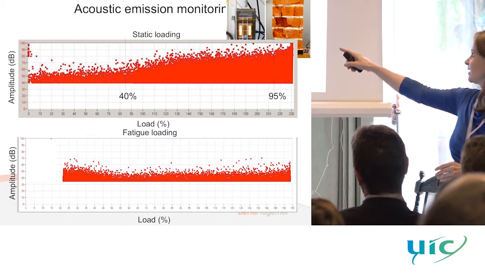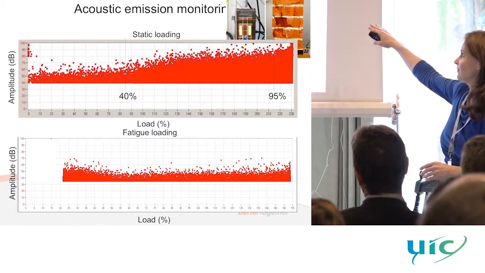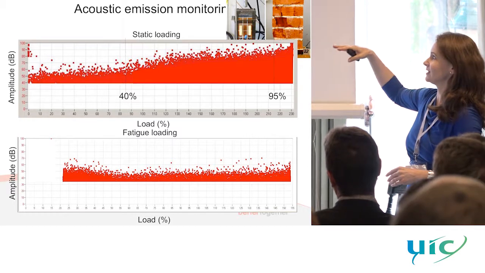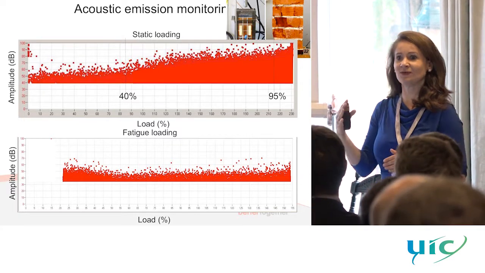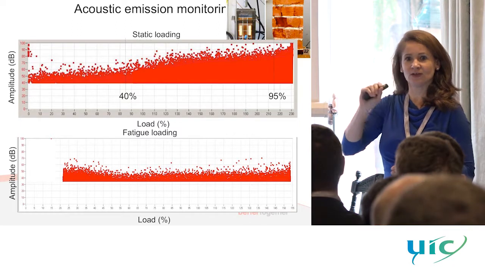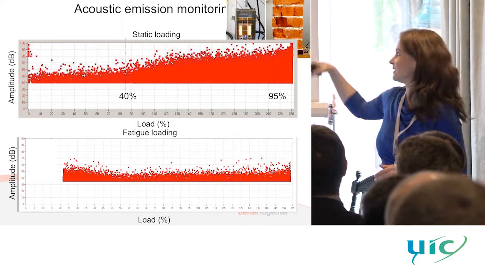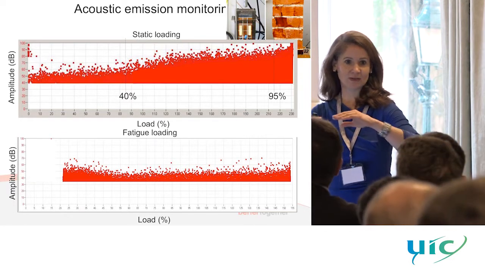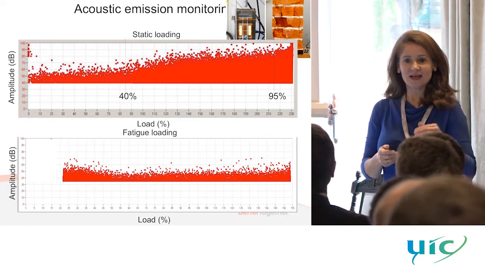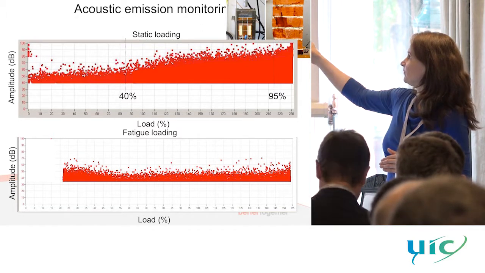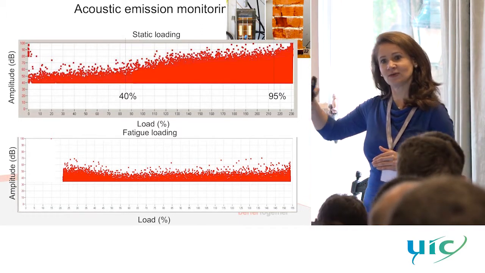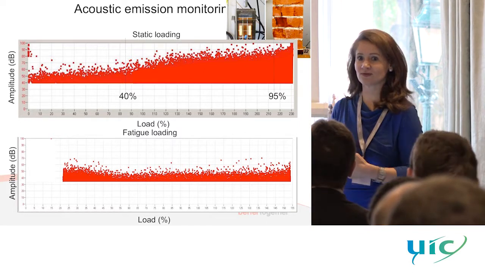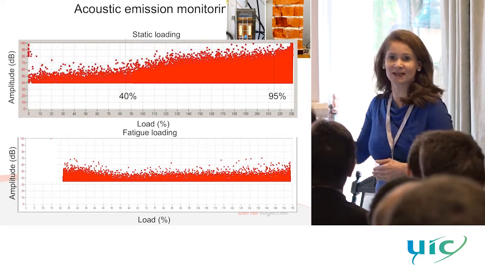The level of noise is measured in amplitude and is pictured against load. So as you go to the right, the load is increasing. The amplitude, the noise level, is increasing, as you see, by the red dots getting higher and higher. There's a base noise below about 40 decibel, which is just background noise, so we are not interested in that. What is interesting here is that above 40%, the noise level starts to increase. That's 40% of the strength of the masonry. And above 95%, it shoots up.